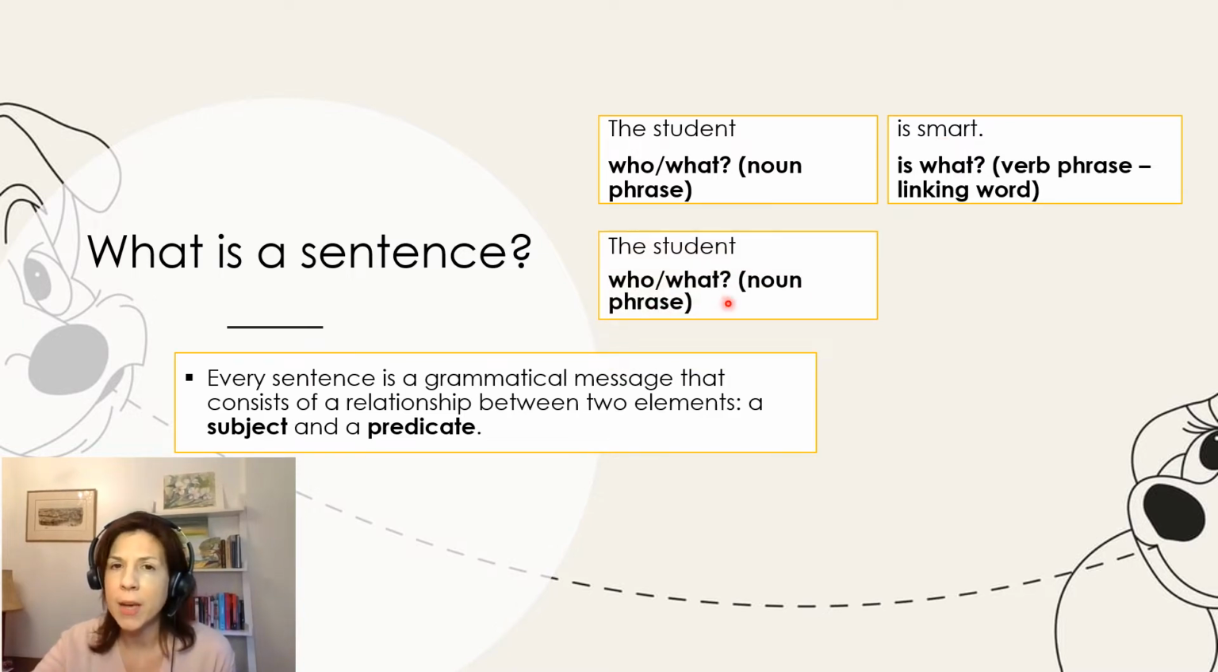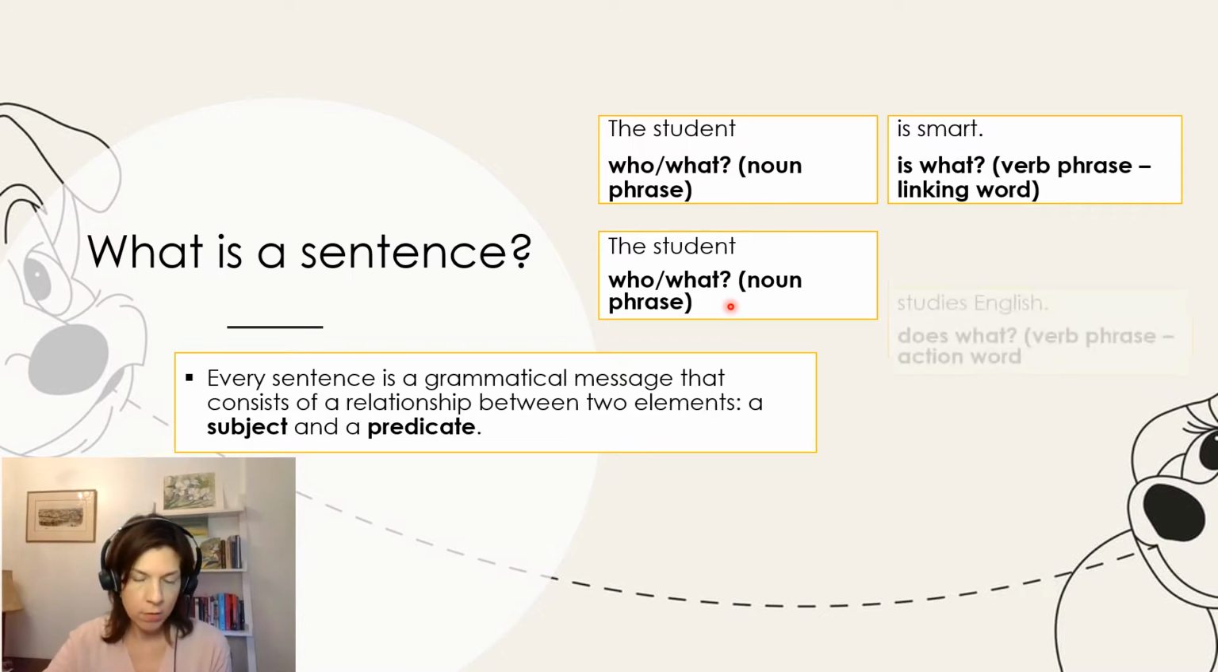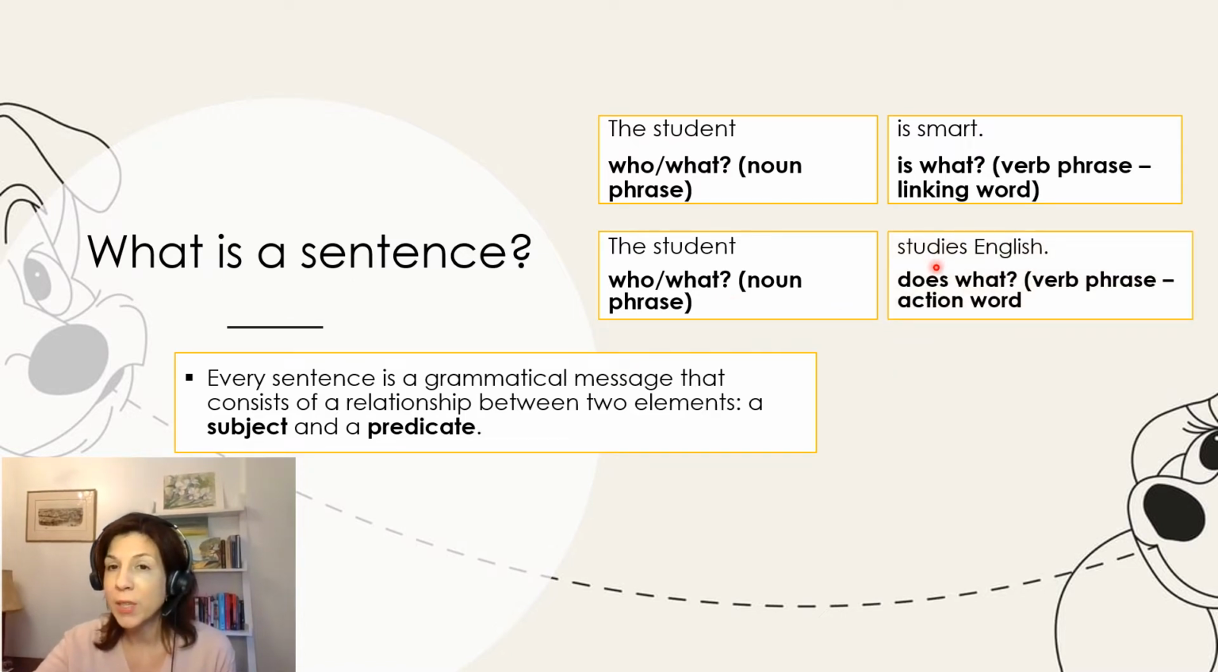Let's look at another example. Here we have the student again. The student studies English. The student does what? Okay, so here we have another verb phrase, but in this case, studies is an action word. Now, most people think of verbs as action words, but I really want your students to become more aware of both action and linking words. If you go to my blog post, you will see a list of more linking words explaining how they function in sentences.